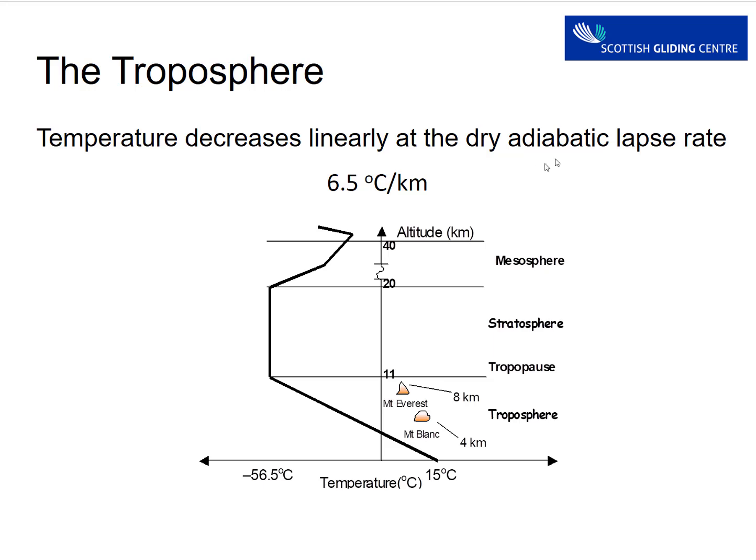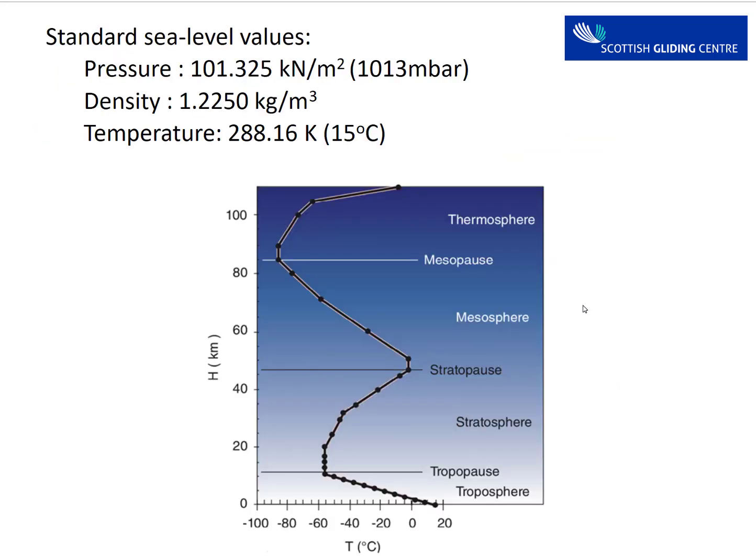Well, if we have an atmosphere that is moist, what can happen is that moisture can condense and evaporate and therefore take heat from and to the air, and that will change the way that the temperature varies with height. But this constant temperature is known as the dry adiabatic lapse rate and assumes no heat transfer to the air as it rises. Now, what's the standard sea level values for the International Standard Atmosphere?